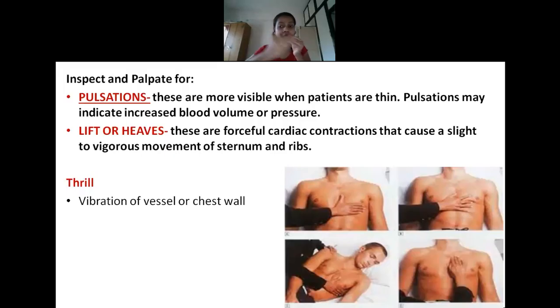When you keep your hand in the region, you will feel that there is a thrill. When you keep your hands on a fistula, have you observed, you will feel that there is some vibration. Similarly here also you will feel that vibration. Why you feel the thrill is mainly because of the gushing of the blood, or increased pressure or volume.